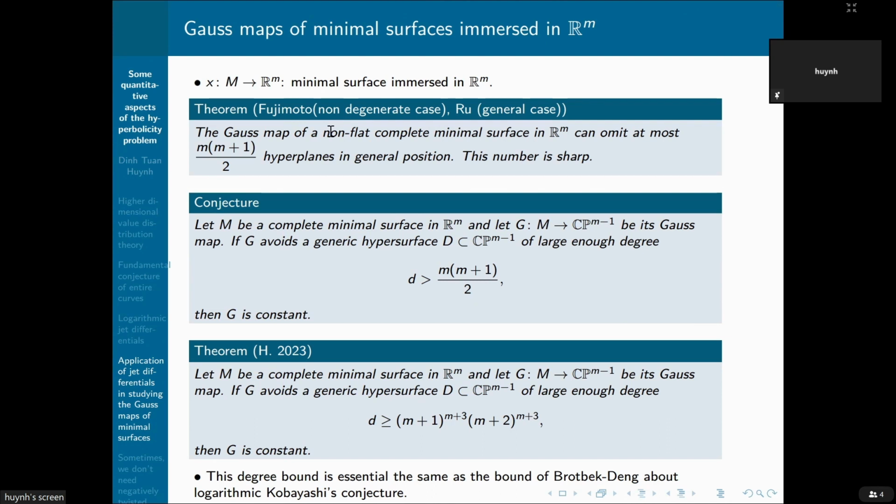Using jet differentials, we can prove this statement under the condition that the degree d is very large compared with the dimension. The degree bound we get here is essentially the same as the degree bound for the logarithmic Kobayashi conjecture due to Brotbek and Deng.